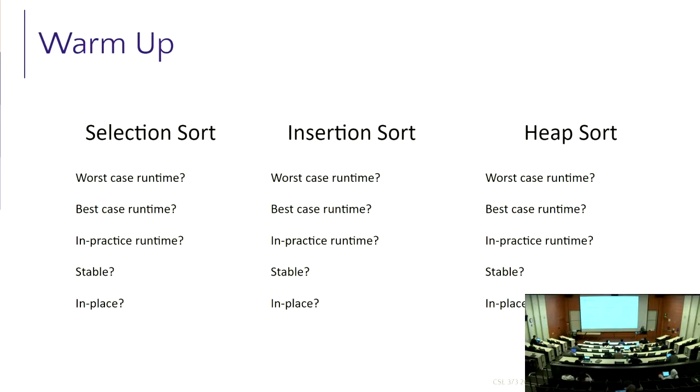Okay, what about the runtime of selection sort? What's the worst case runtime of selection sort? N squared, yes. We've got those nested for loops. What about best case scenario? Also n squared. So that means our in practice runtime is n squared.